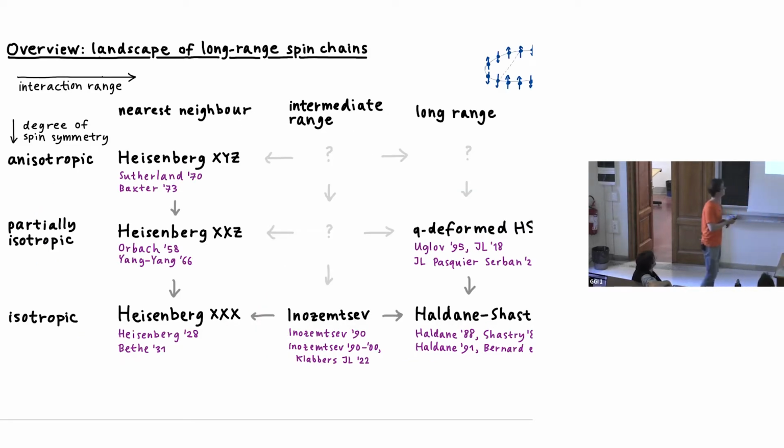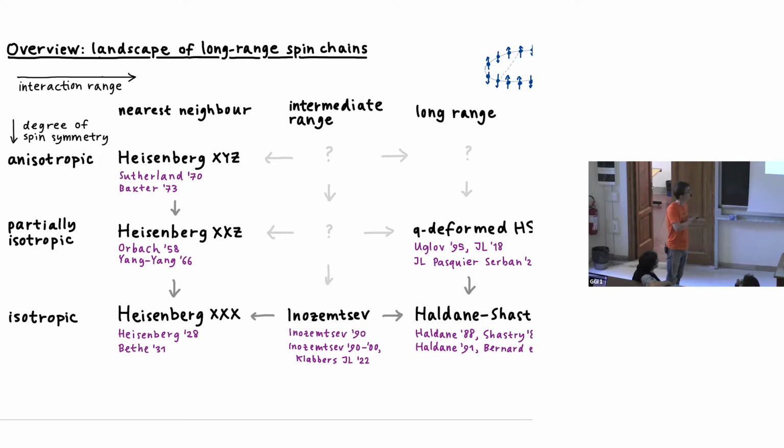Right, so the big landscape that I like to show is this one here. This is a landscape of long-range spin chains. On the left column, we find the Heisenberg spin chains, which we know pretty well. It comes in 3 levels. There's the basic, the isotropic version, the Heisenberg XXX model. Then there's a partially isotropic version, which is the XXZ. And then there is the totally anisotropic model, which is the XYZ. So the further you go down, the less spin symmetry there is.